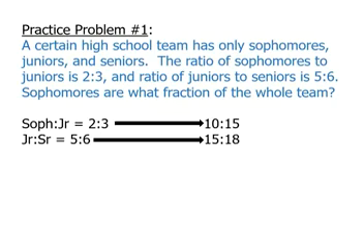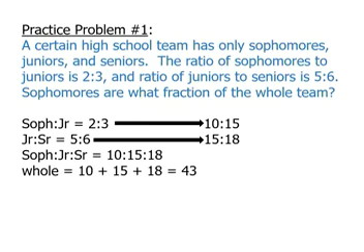Now that juniors are represented by the same number in both ratios, we can combine the ratios. So now sophomores to juniors to seniors are 10 to 15 to 18. We can't simplify that. There's no single factor bigger than 1 that is shared by all three of those numbers. But that is the overall ratio of sophomores to juniors to seniors. Well, now, if sophomores are 10 parts, juniors are 15 parts, and seniors are 18 parts, the whole is 43 parts. And so sophomores are 10/43 of the whole.